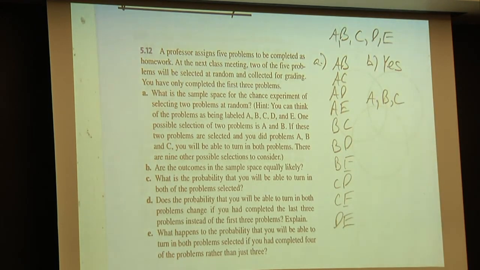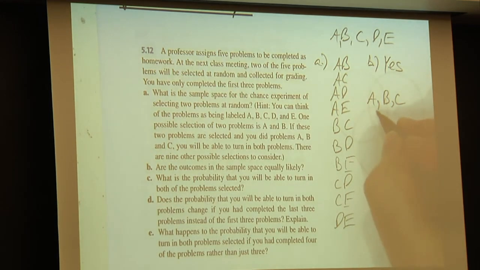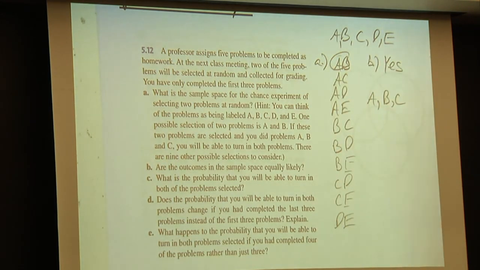So we need him to pick pairs in which we have done all of the problems in the pair. So the pair can either be A, B. Oh, if he does A, B, we got that one, right? We definitely did A and B.